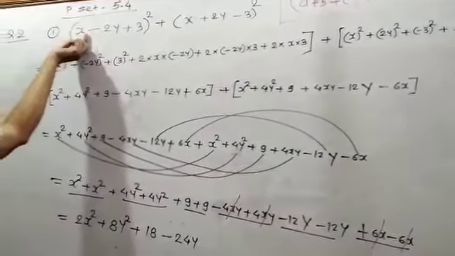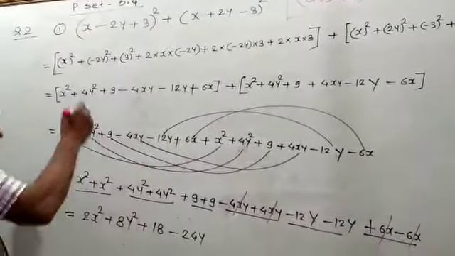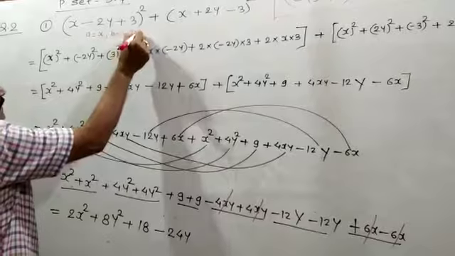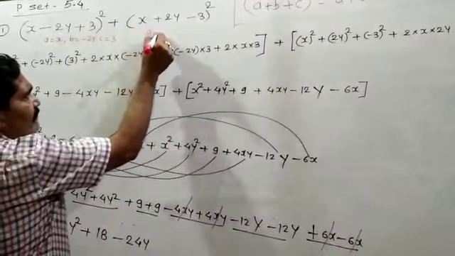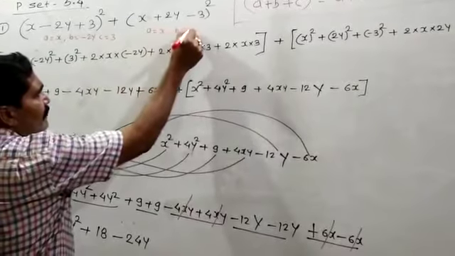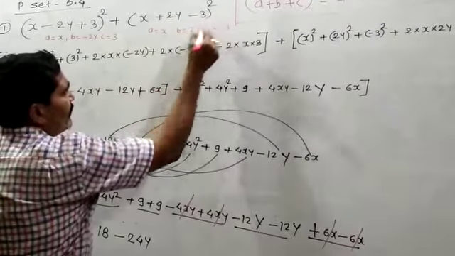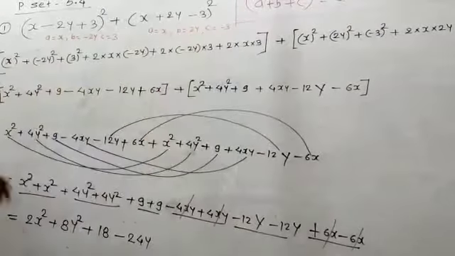For the first bracket, a is equal to x, b is equal to -2y, and c is equal to 3. For the second bracket, a is equal to x, b is equal to 2y, and c is equal to -3. And you have to solve the example.